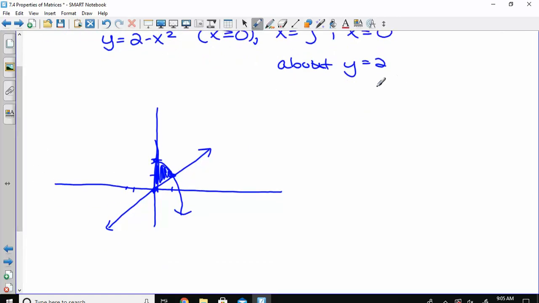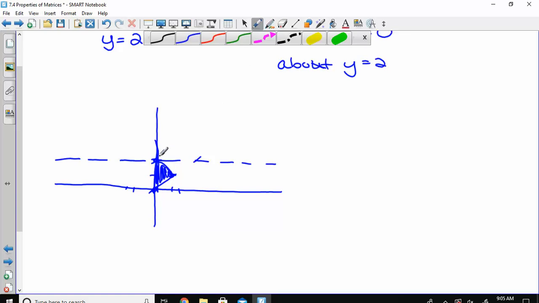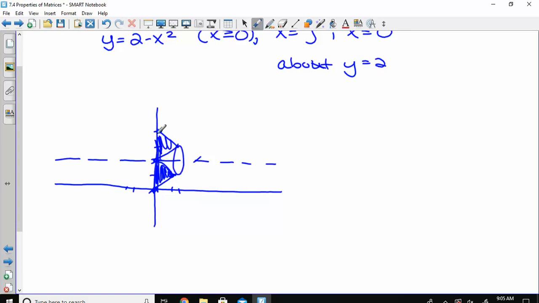And we are going to rotate that about y equals 2. So y equals 2 is a horizontal line at 2. And erase some of this other stuff. So I'm taking that little section of my graph and I'm going to start spinning that around this line. We're getting something like that.